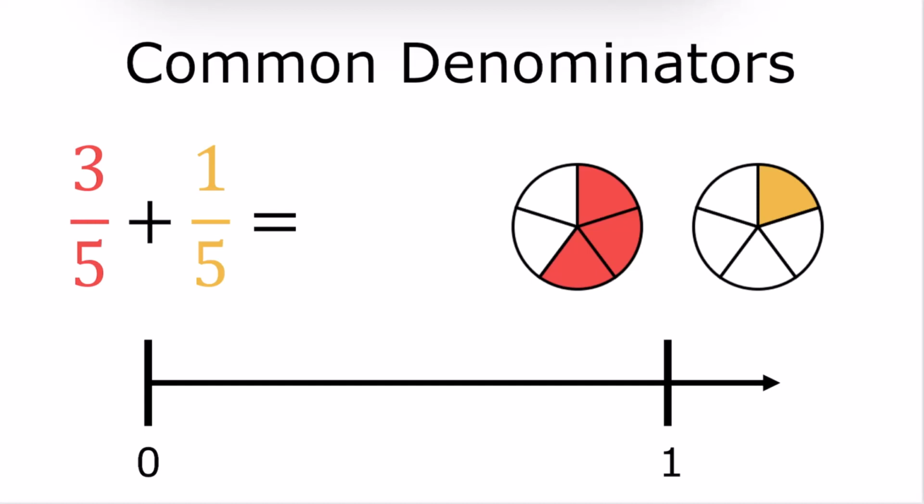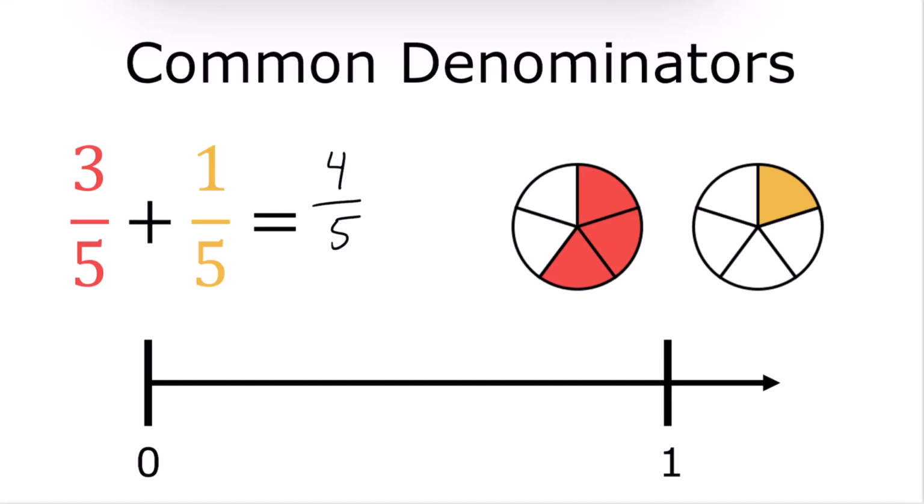One of them is a region model. So with a region model, I could have a circle or any shape that I wanted to use split up into 5 equal pieces where 3 of them are shaded, and that would represent the fraction 3/5. And then I could have another circle split up into 5 pieces where 1 of them is shaded, and that would represent the fraction 1/5. And if I combine these two amounts together, I'll get the fraction 4/5.